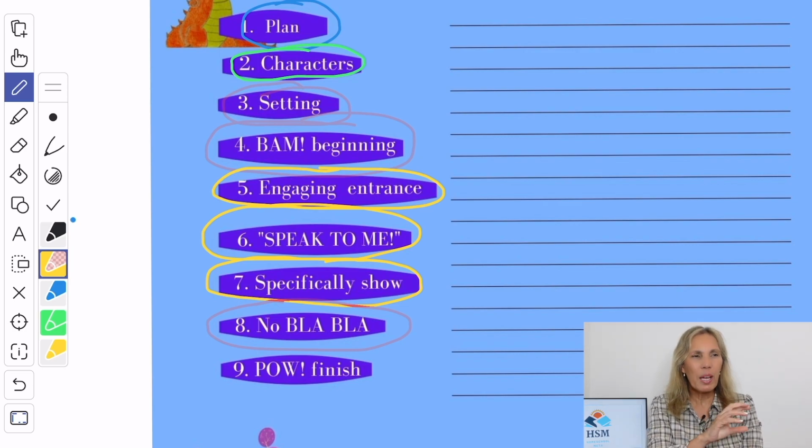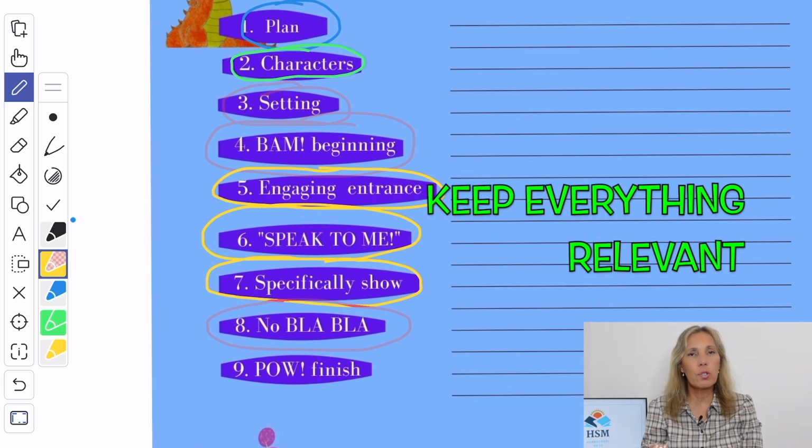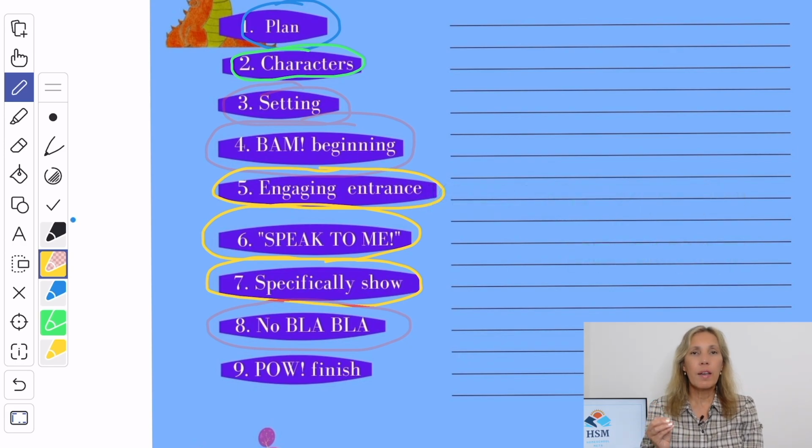You don't want any blah blah, little bit of extra things that aren't relevant to the story. So we keep everything relevant to the story. You can put as much as you like into the story, as long as every sentence that you write and every paragraph that you write is interesting and entertaining to the reader.